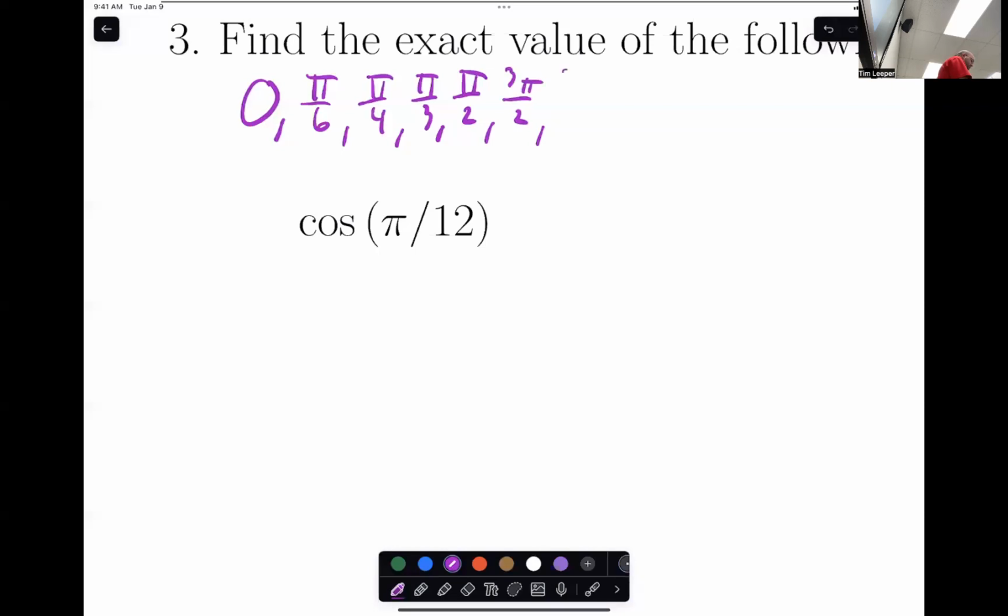Wait, did I say 3 pi over 2? That's not it. It's 30 degrees, 5 pi over 6, 120 degrees. There we go: 2 pi over 3, 3 pi over 4, then 5 pi over 6, then pi.